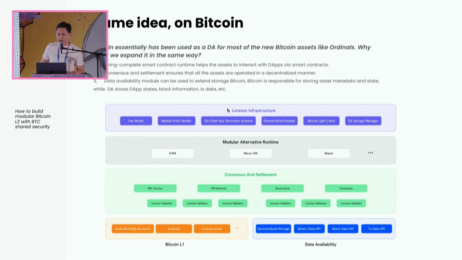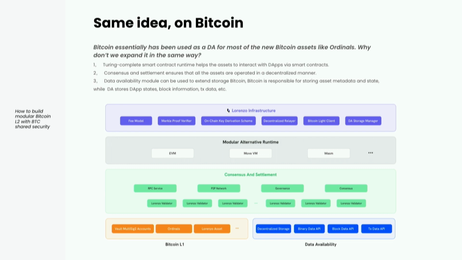So does the same idea apply to Bitcoin? I think the answer is yes. For a lot of these new Bitcoin assets like Ordinals, BRC20s, Taproot Assets or RGB assets, essentially they're just using Bitcoin as a DA layer, the same way all of these Ethereum applications and Ethereum assets have been using Ethereum as a DA layer as well.